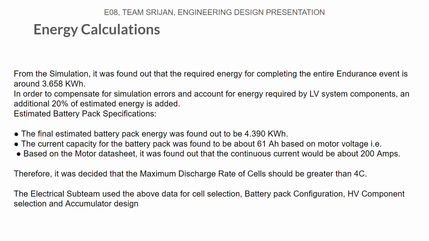The current capacity of the battery pack was found to be about 61 ampere hour based on motor voltage, and based on the motor datasheet, it was found that the continuous current would be about 200 amperes. Therefore, it was decided that the maximum discharge rate of cells should be greater than 4C. The electrical sub-team used the above data for cell selection, battery pack configuration, HV component selection, and accumulator design.